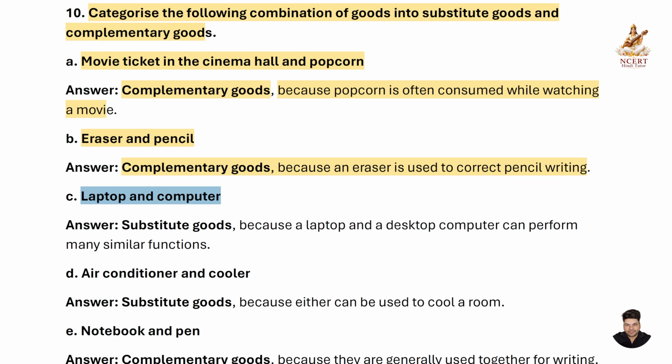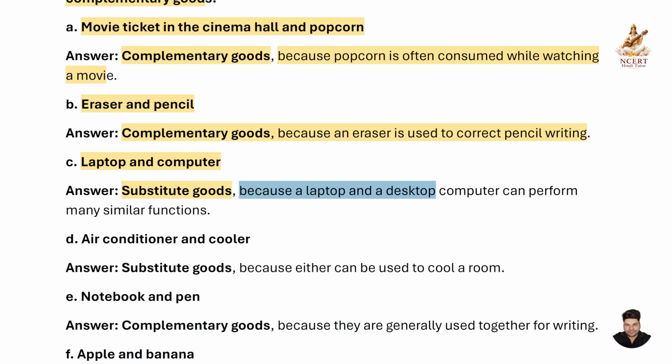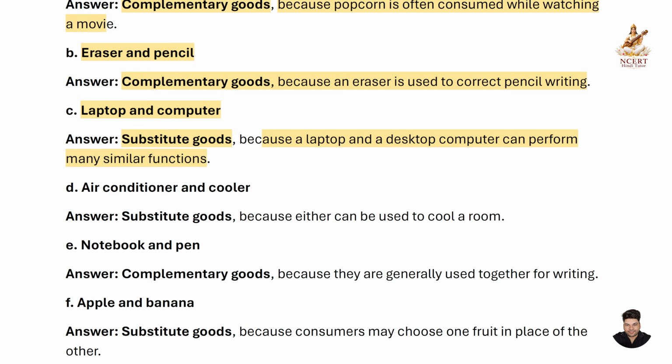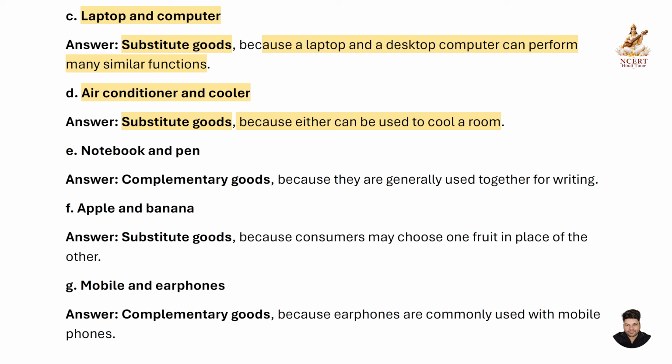C. Laptop and computer. Answer. Substitute goods because a laptop and a desktop computer can perform many similar functions. D. Air conditioner and cooler. Answer. Substitute goods because either can be used to cool a room. E. Notebook and pen. Answer. Complementary goods because they are generally used together for writing.